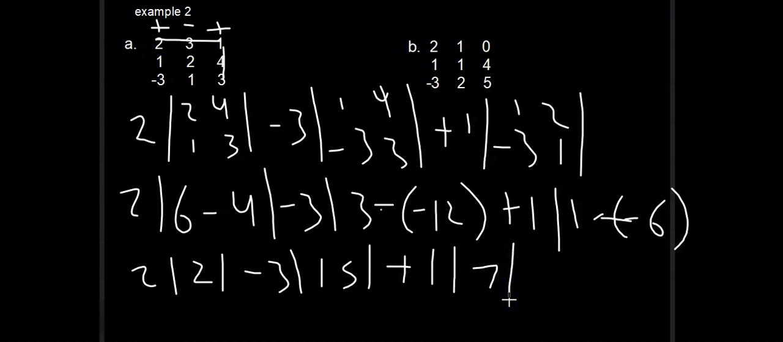So now let's solve this whole thing. 2 times 2 is 4, and negative 3 times 15 is negative 45. And then plus 1 times 7 is 7. When you solve this whole thing, you're going to get negative 34.